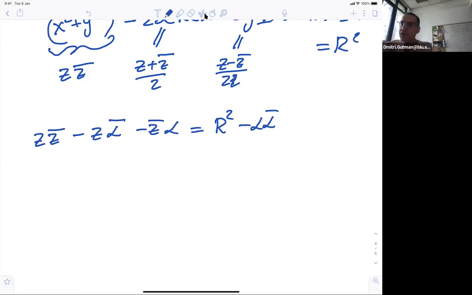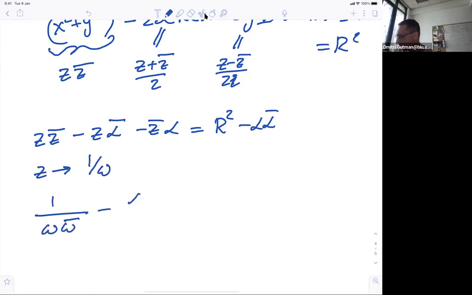So this is just a simple equation of the circle on the complex plane. Then we can ask what happens to a circle under the Möbius mapping. In particular, let's see what happens if z goes to 1 over w. Obviously this equation becomes 1 over w bar minus alpha bar divided by w minus alpha divided by w bar is equal to r square minus alpha alpha bar.